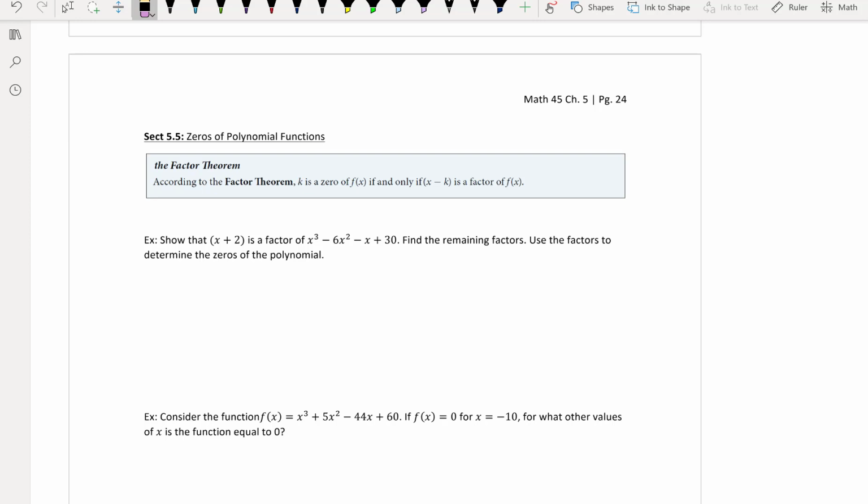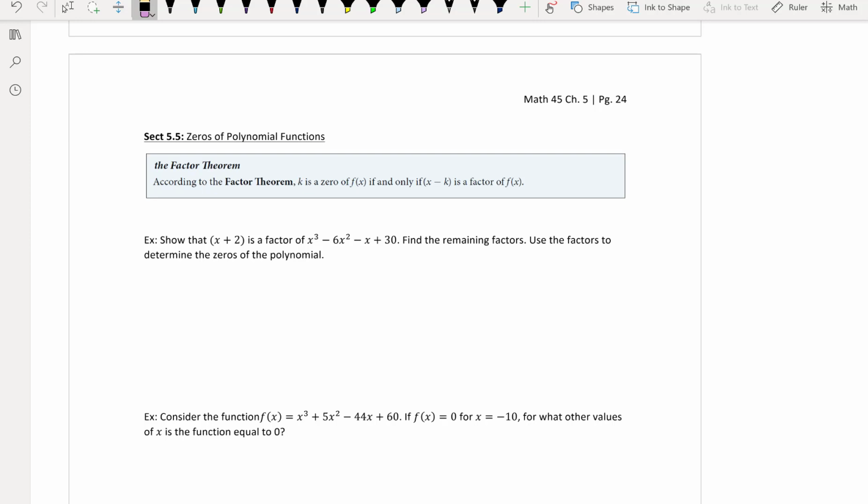I'm your instructor, Cindy Enrique, and we'll be going over section 5.5, which is all about the zeros of the polynomial function. So the factor theorem. According to the factor theorem, k is a zero of the function if and only if x minus k is a factor of the function. So here's an example down below.